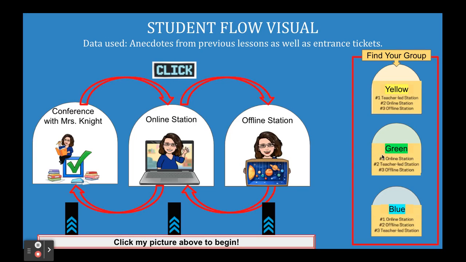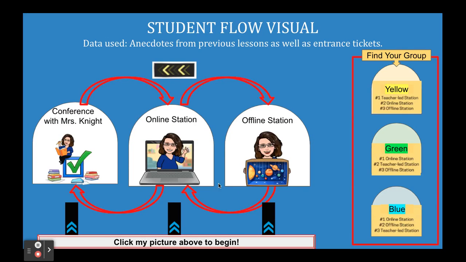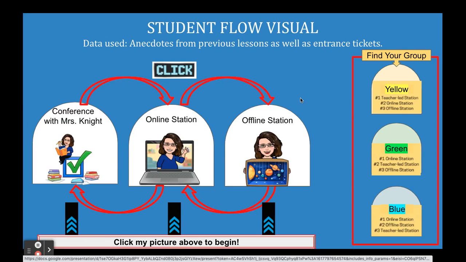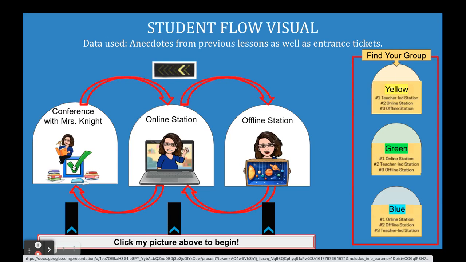While the green group will go to the online station first, move to the teacher-led station, and then to the offline station. The blue group will go to an online station first, then the offline station, then to the teacher-led station. I'm going to pretend I'm in the yellow group and I'm going to start in the teacher-led station.